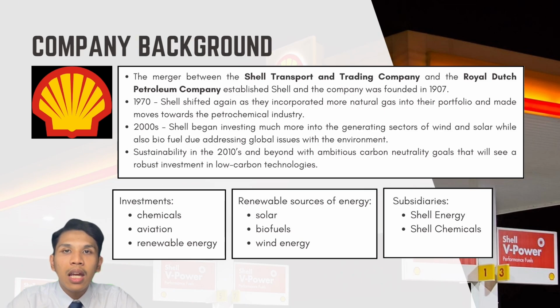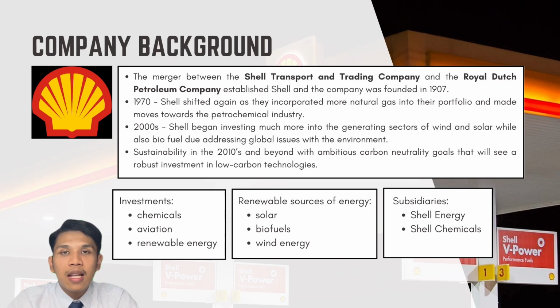Shell is currently active in more than 70 countries across the globe and has investment in chemical, aviation, and also renewable energy. Shell currently operates in more than 70 countries, which include Nigeria, China, and Netherlands, and has a strong niche in the US. Moreover, Shell has diversified into renewable sources of energy, which include solar, biofuel, wind energy, and even hydrogen technologies, in addition to venturing into electric vehicle charging infrastructure.